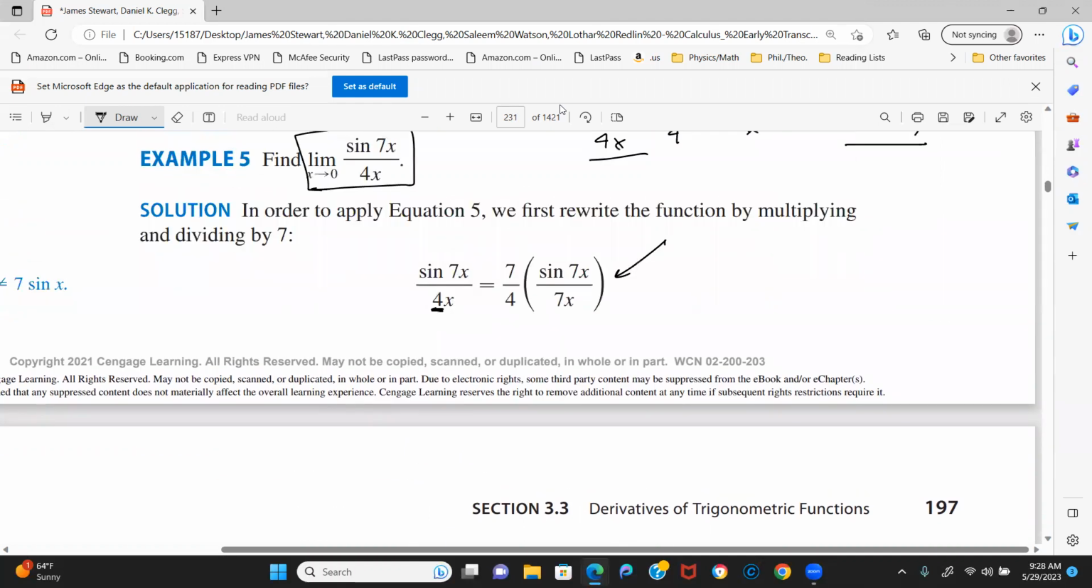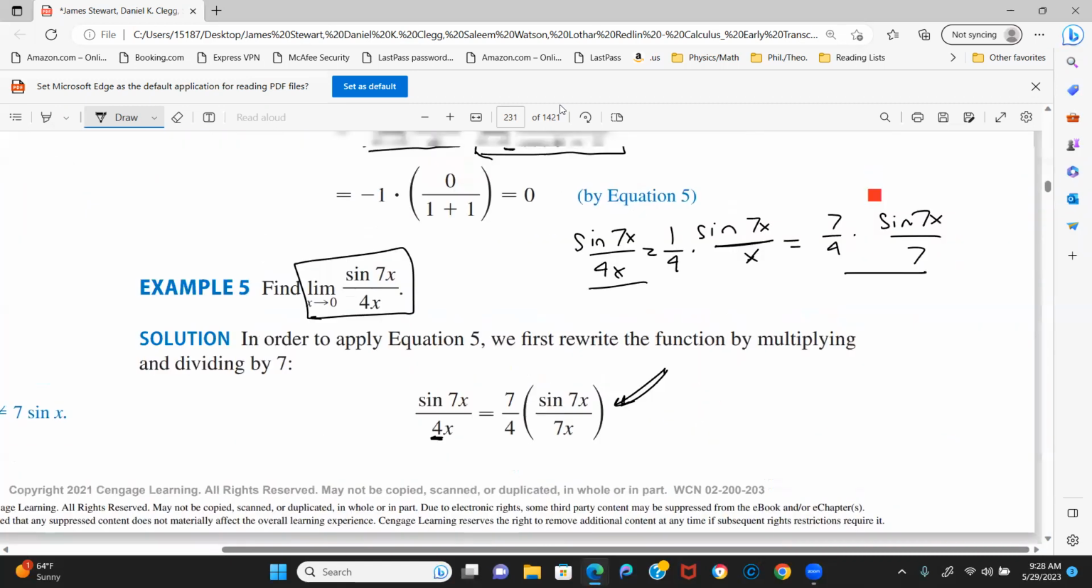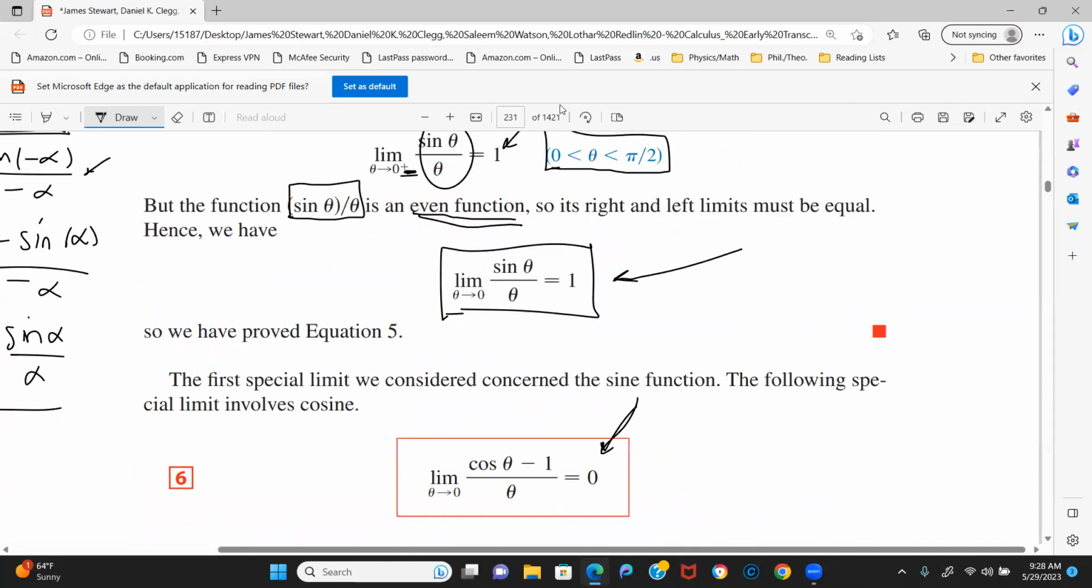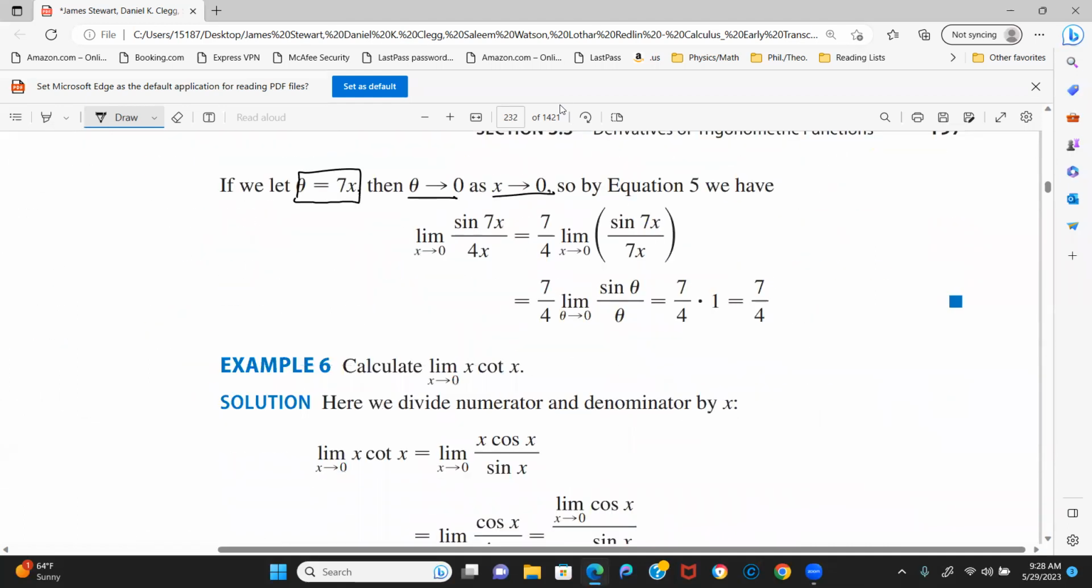So using the limit we derived right here, we can do some substitutions. This thing right here is 7/4 times sine of 7x over 7x. The 7/4 just goes along for the ride, but we let theta equal 7x, so that's why we get this. Well, we just determined that this limit is 1, so it's 7/4 times 1, so 7/4.